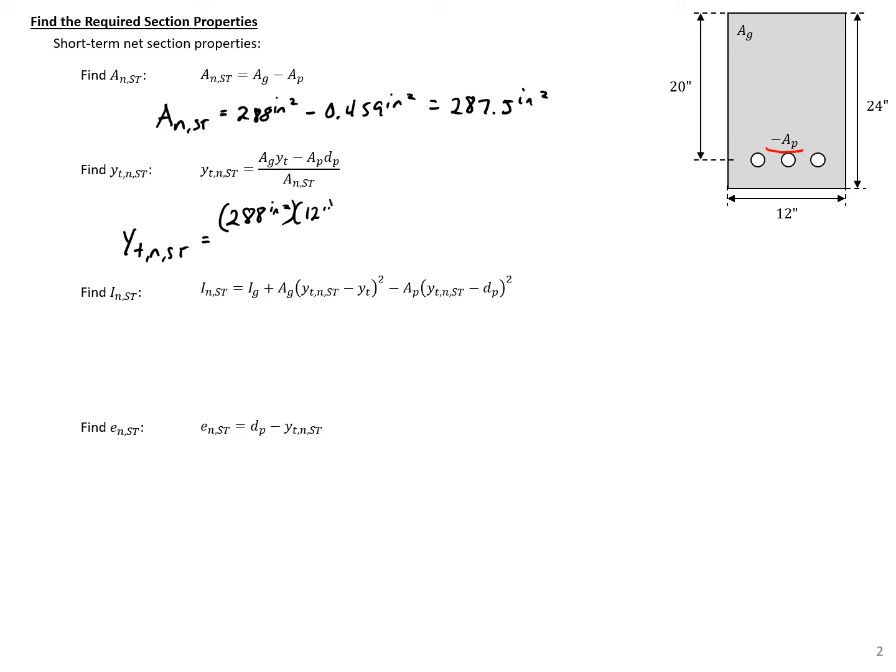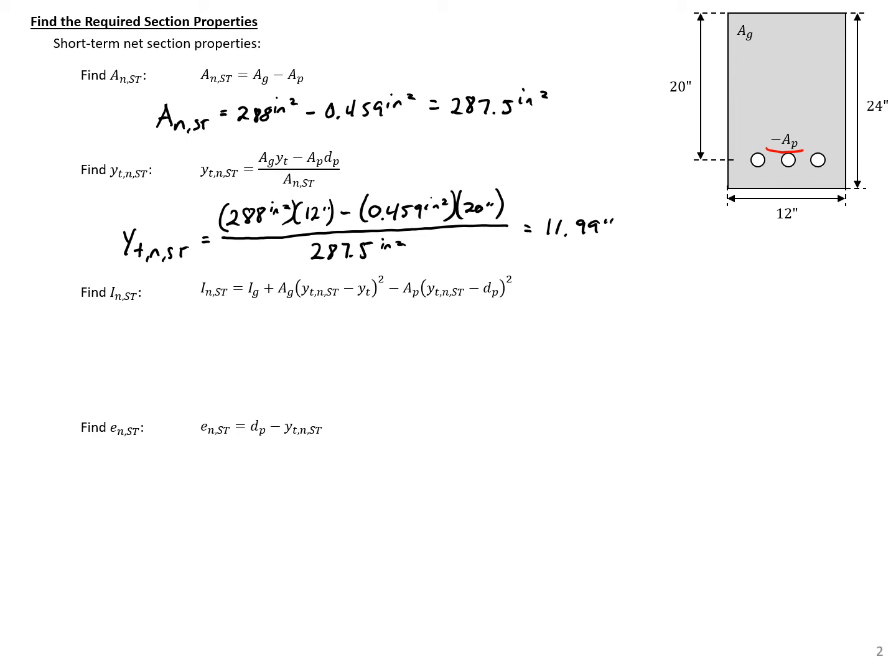Our Y top net is going to be equal to our gross area times the distance between the top and the centroid of our gross section, minus our strand area and the distance between the top and the centroid of our strands. We're going to divide this by our net area, and we'll get a distance of 11.99 inches. So we're taking out the area of our pre-stressing, so our centroid shifts up a little bit.